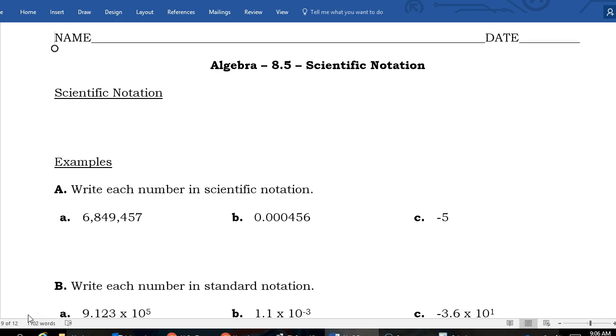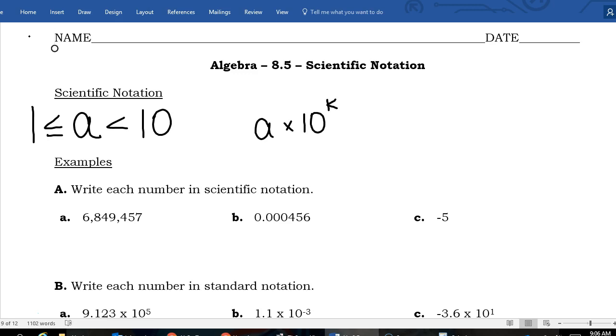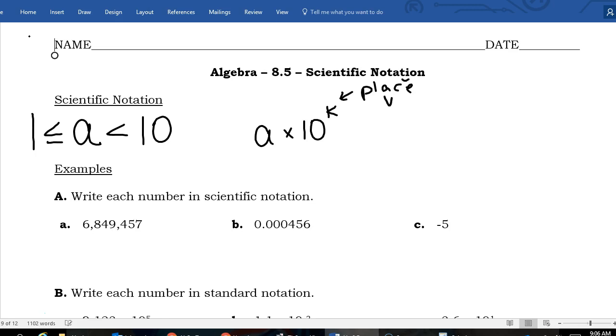The way that it looks is it's always going to be a number. We'll go with A. And A has to be between 1 and 10. So it has to be 1 up to 10. Basically, it can only be a single digit, a ones place digit, and then we would write that number times 10 to the power of k. K is representing the place value, and place value is the proper way to say number of digits that you would see in the number.